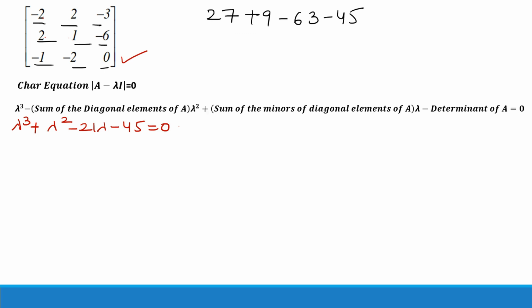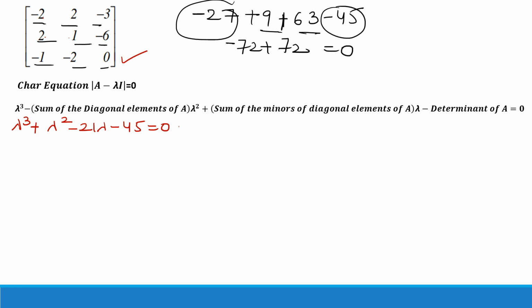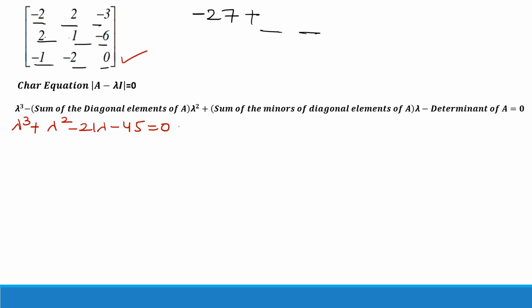Now try with minus 3. If lambda is equal to minus 3, what will you get? Here you'll get negative, and here again this will be positive. Fine. So now you can see, 63 plus 9 is 72, and 27 and 45 will be minus 72. So this is giving you 0. That means lambda equal to minus 3 is satisfying your equation, right?